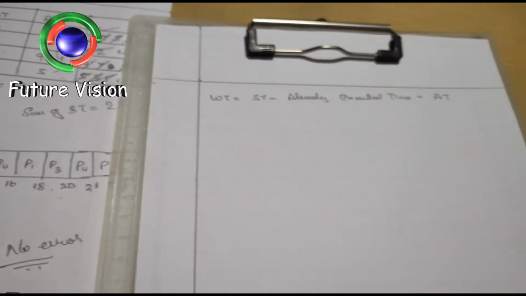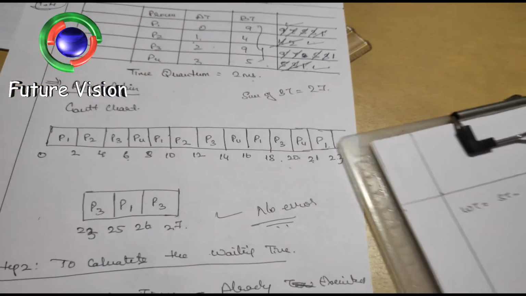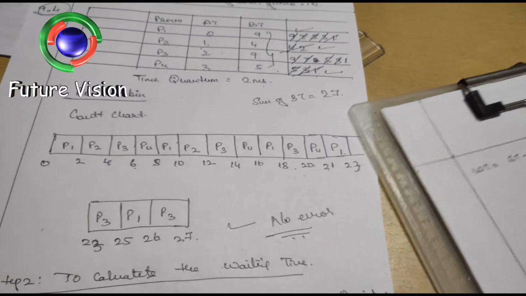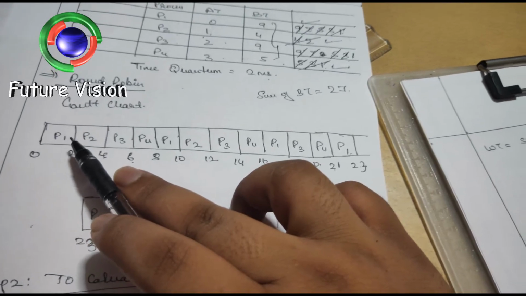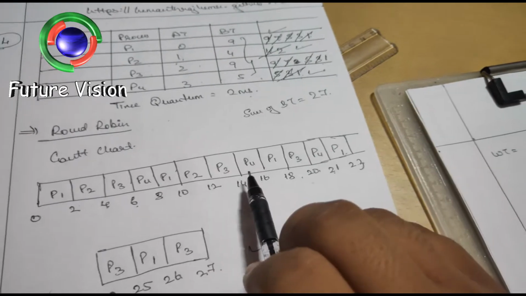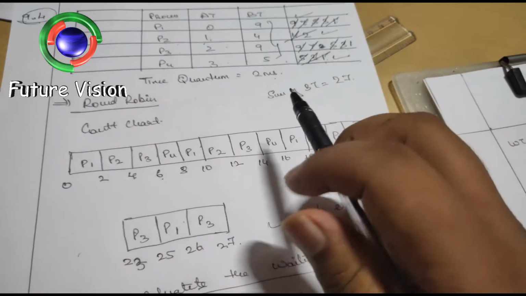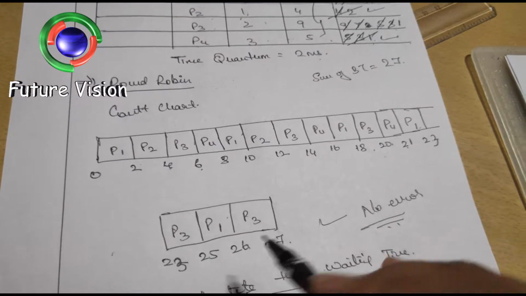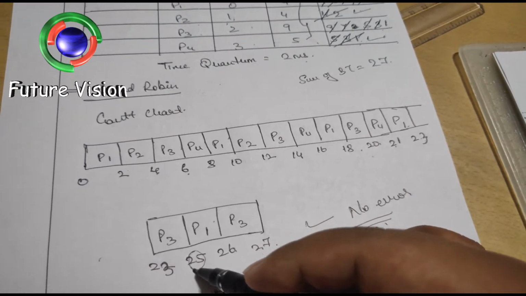Okay, so let's see step 2 here. We already have the Gantt chart drawn to our left side. Now here we will always find redundancy or multiple context switching happening: P1, P1, P1, P1, P1. So which service time to take? The service time you should always consider is the highest of all. So the highest is 25 for P1, right?